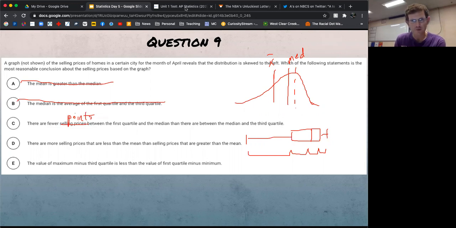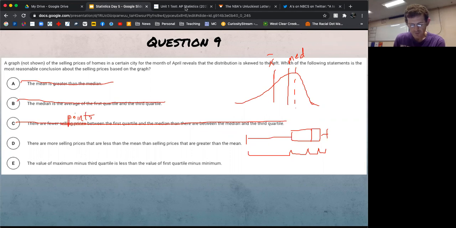Think about the words there. It has to be the same amount because between the first quartile and the median, you're going to have 25% of the data. Between the median and the third quartile, there's going to be 25% of the data. It's the same number of data points. So that's not our answer.